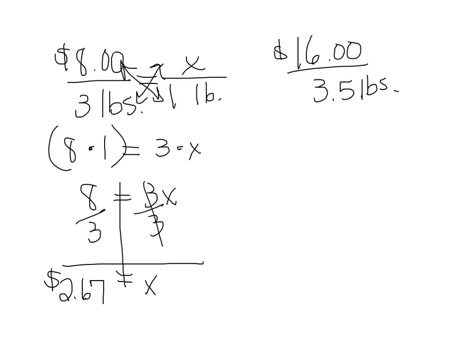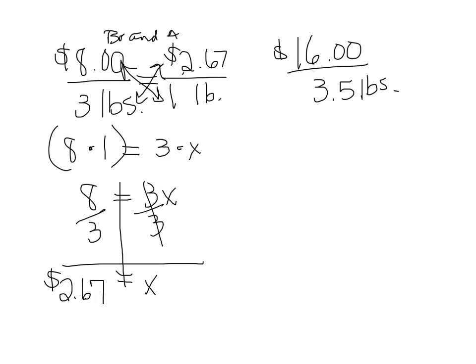Round to the nearest hundredth because money goes to the hundredths. Right? Good. So what this is saying is for 1 pound, it will cost $2.67 for Brand A.